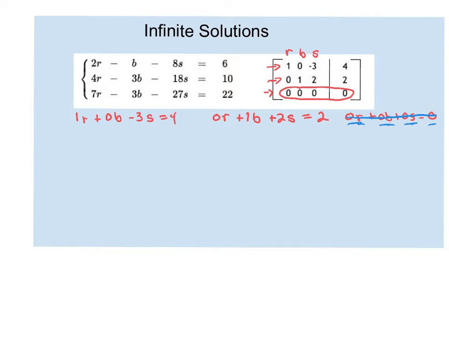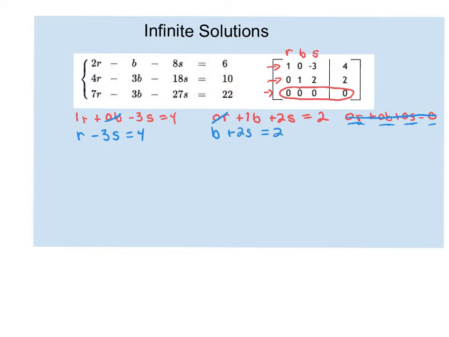The next thing I'm going to want to do is see if I can simplify these other equations a little bit. Well, 1r is just r, 0b is just 0, minus 3s is equal to 4, and here 0r is 0, 1b is b, plus 2s is equal to 2.